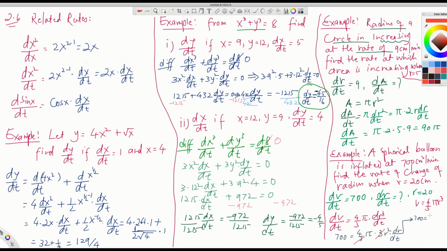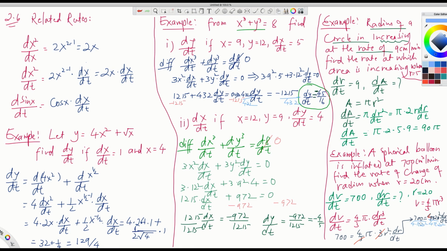So it will be 4 times 20 squared times dr over dt. You need to solve for dr over dt, meaning you need to divide by 4 times 20 squared times pi. Okay, there is pi also, I am sorry about that. So divide by 4 times pi times 20 squared. Let me divide by 4 times pi times 20 squared. So what do you get?